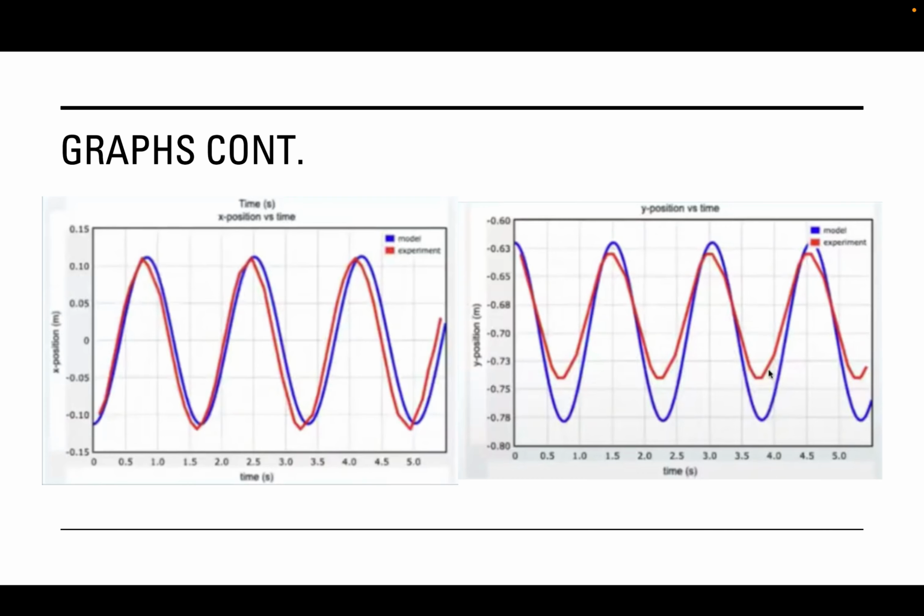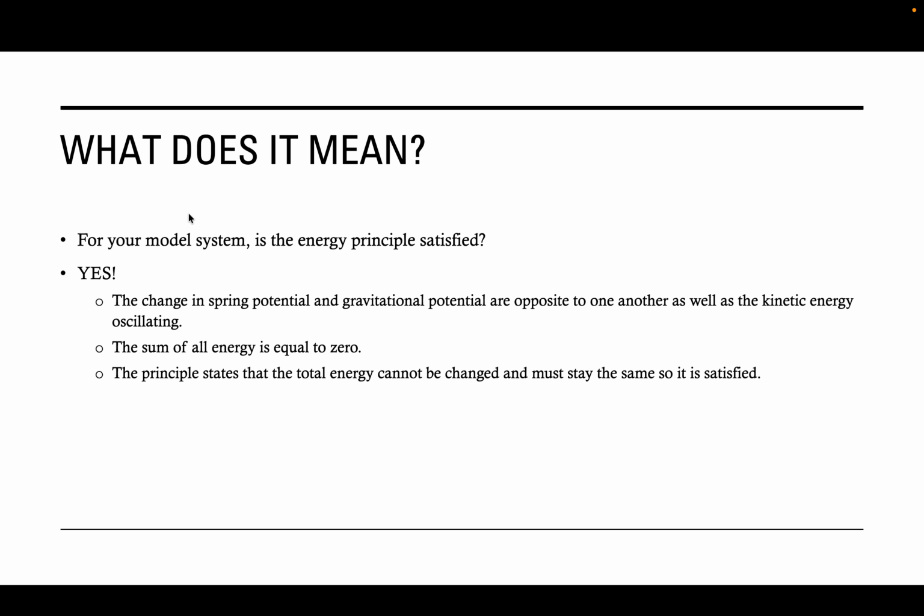Oh, apologies for being blurry. I don't know why that happened. But here are 2 more graphs between our model and our experiment of our x position versus time and our y position versus time. They look pretty consistent, which is good. So anyway, what does this all mean?